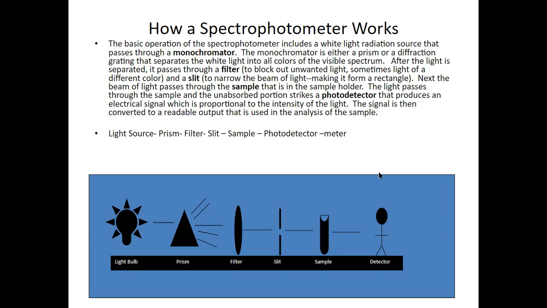Okay, so how a spec works: the basic operation of a spectrophotometer includes a white light radiation source that passes through a monochromator.